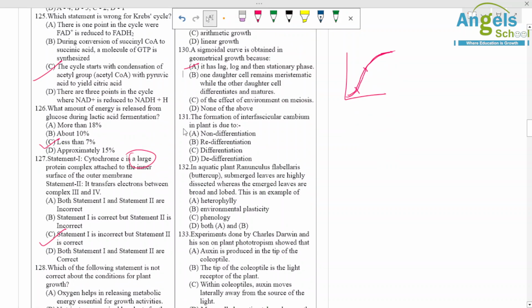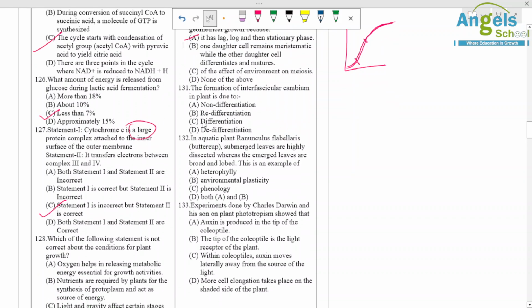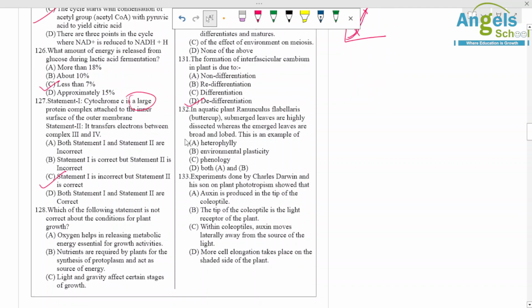Question number 131. The formation of interfascicular cambium in a plant is due to: non-differentiation, redifferentiation, differentiation, or dedifferentiation. So it's a result of dedifferentiation. So answer D is correct.